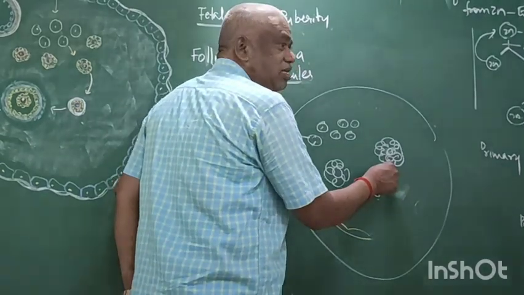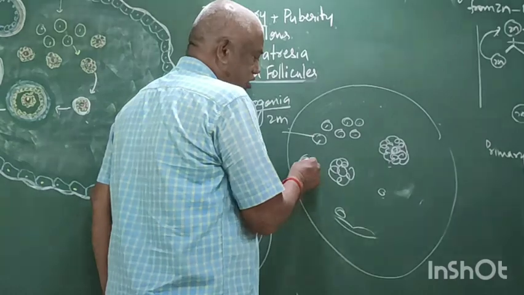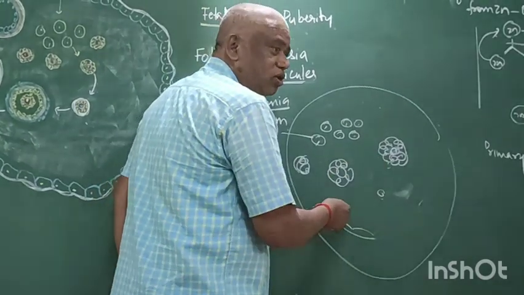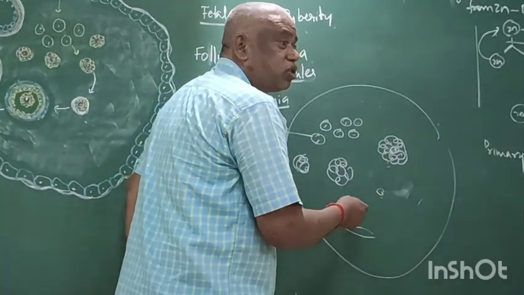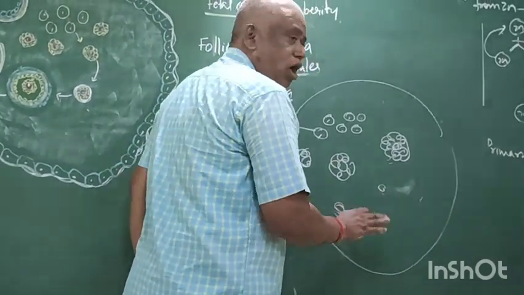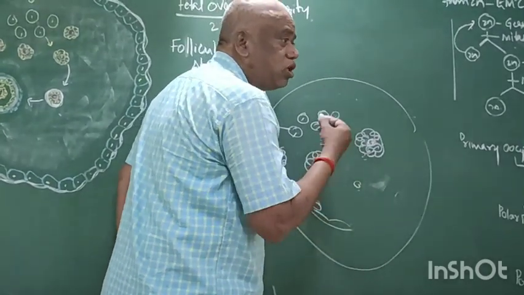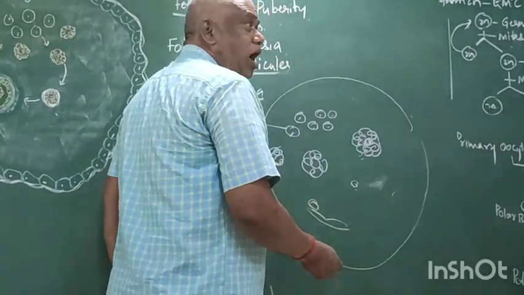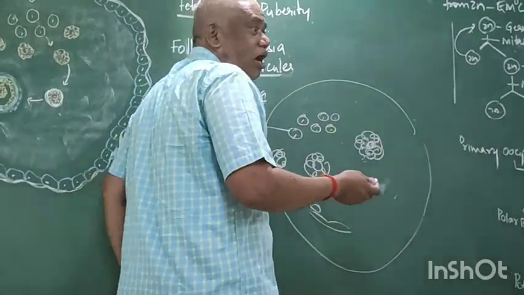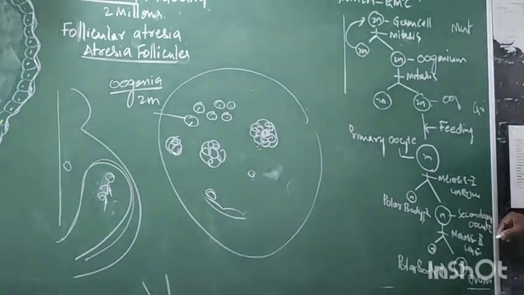Once again, it is a cluster of oogonia. It is also a cluster of oogonia. Like this, some thousands of clusters of oogonia. In the cluster, what does the central oogonia do? The central oogonia feeds the other oogonia and grows inside. Now it is growing inside, and this is called a primary oocyte.